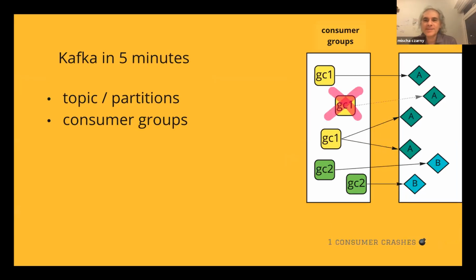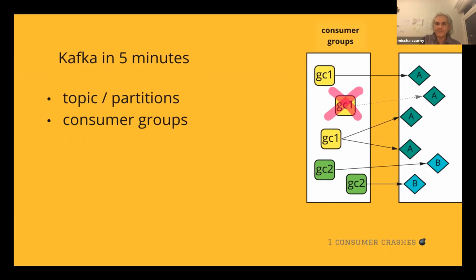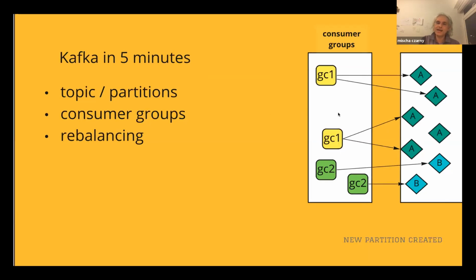Next thing, what happens is this guy crashes. So you don't want to lose the data here. So something needs to happen. And what happens? That is called the rebalance. So previously, GC1, this guy had only 1, but after the rebalancing, our crashed consumer has disappeared, and this partition is reassigned there.